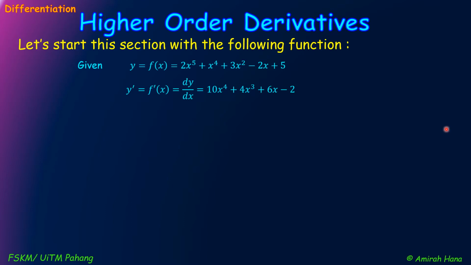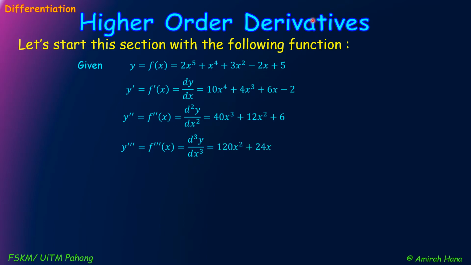And then we can differentiate y'. The symbol becomes y'' or f'' when we differentiate f', or d²y over dx² when we differentiate dy over dx, which equals 40x cubed plus 12x squared plus 6. Now, this is a function and so it can be differentiated. Here is the notation that we will use for that as well as the derivative.